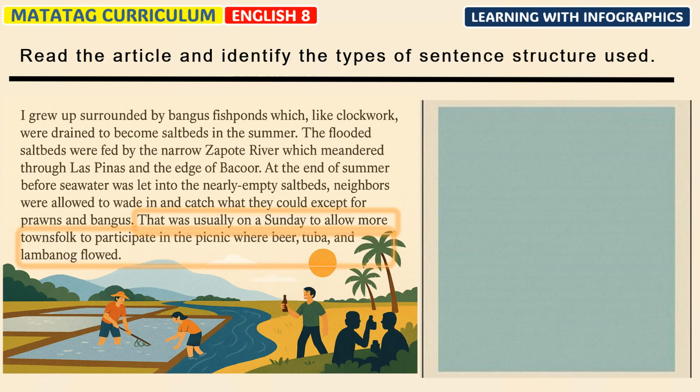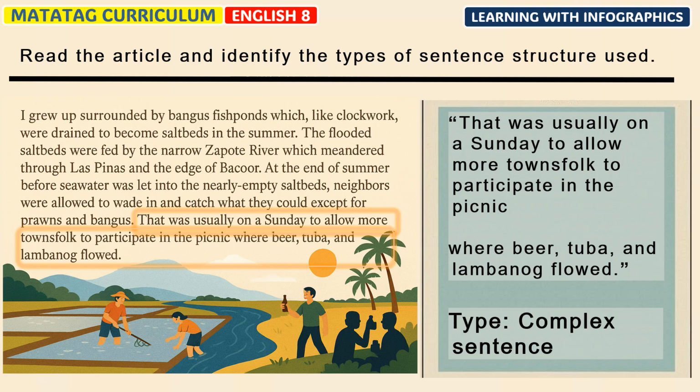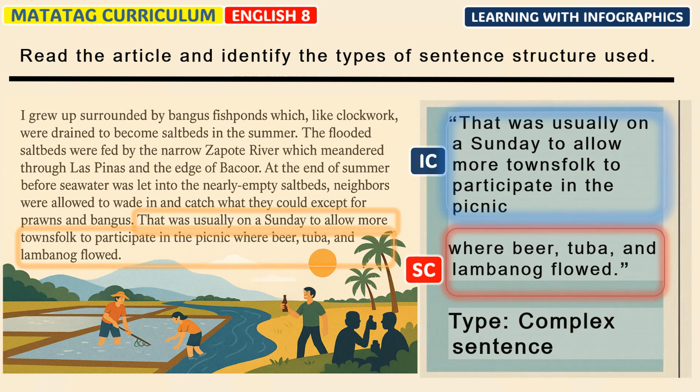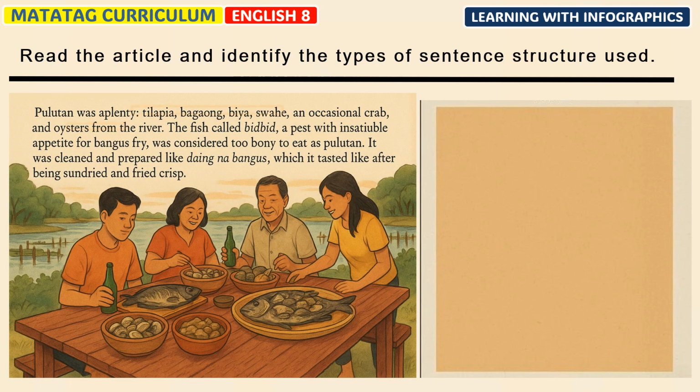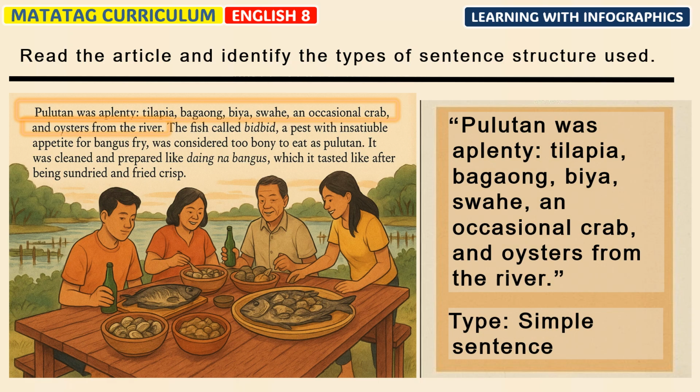That was usually on a Sunday to allow more townsfolk to participate in the picnic where beer, tuba, and lambanog flowed. The structure of this sentence is complex. It has one independent clause and one subordinate clause. Pulutan was aplenty: tilapia, bagoong, and occasional crab and oysters from the river. The structure of this sentence is simple. It has one independent clause.